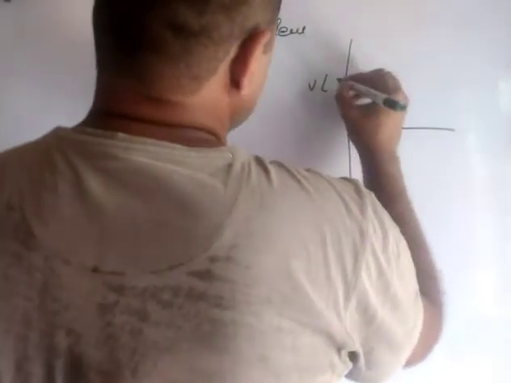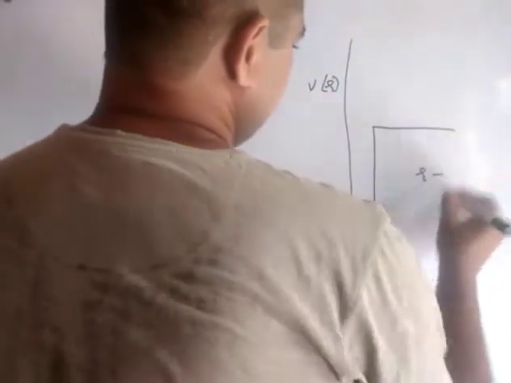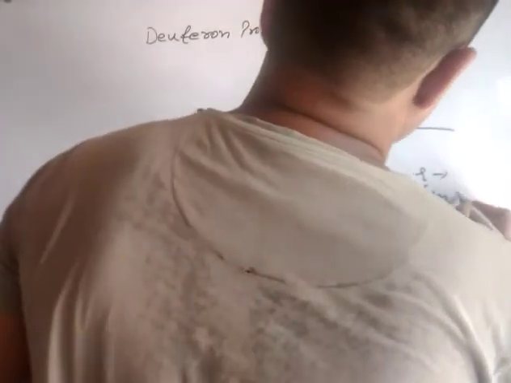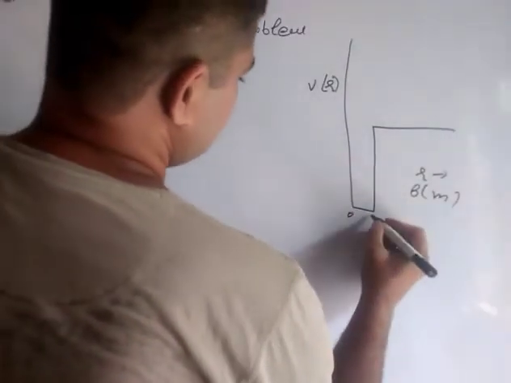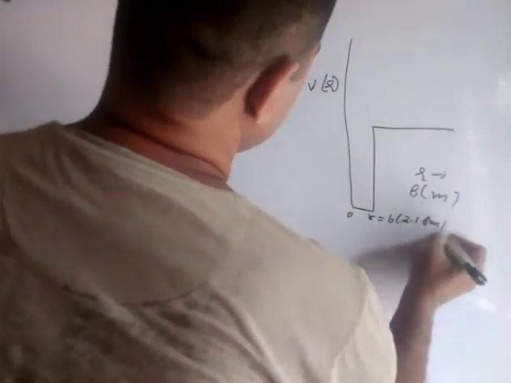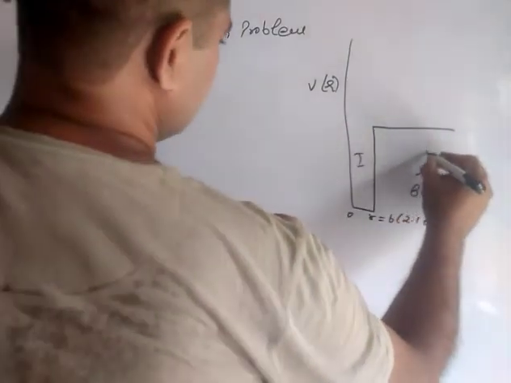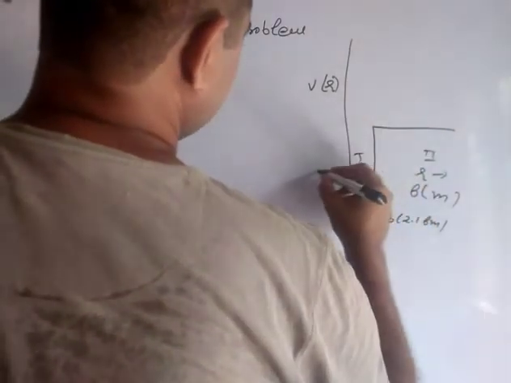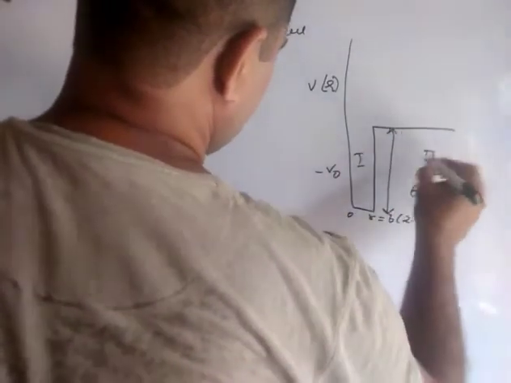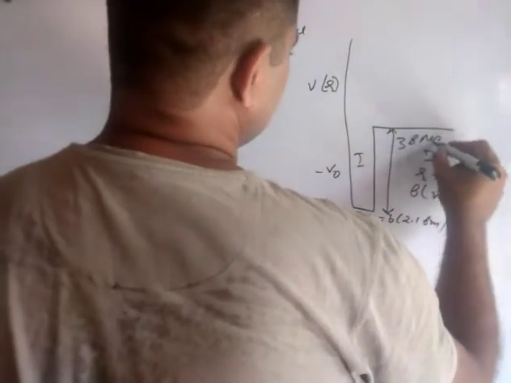Here we have potential energy, here we have radius, or we can say here we have distance in femtometer. This r is in femtometer, and this is 0, and this is r equal to b, which is equal to 2.1 femtometer. So this is region 1, this is region 2. Now this minus V naught is of the order that we calculated. It comes out to be 38 mega electron volt.